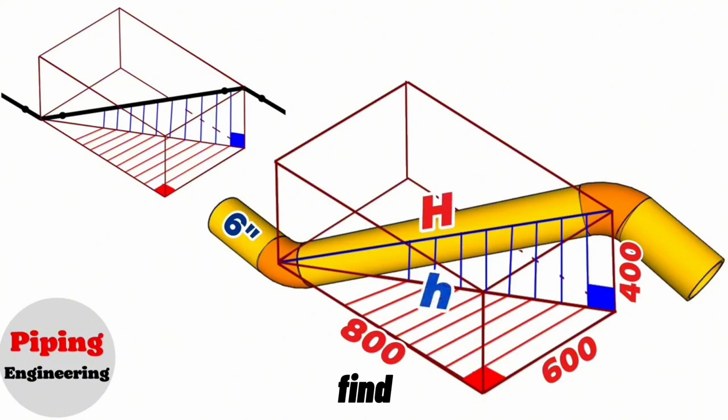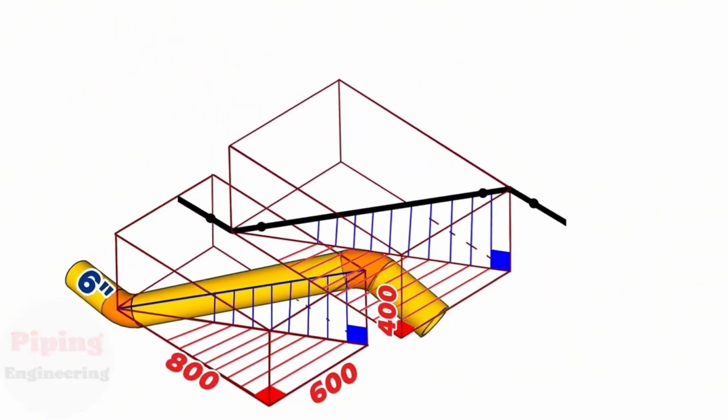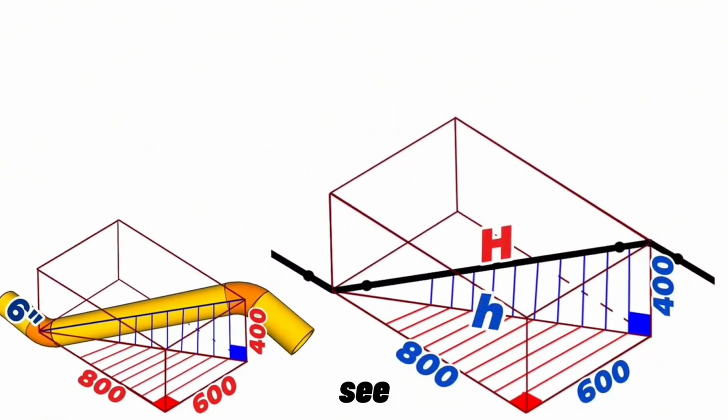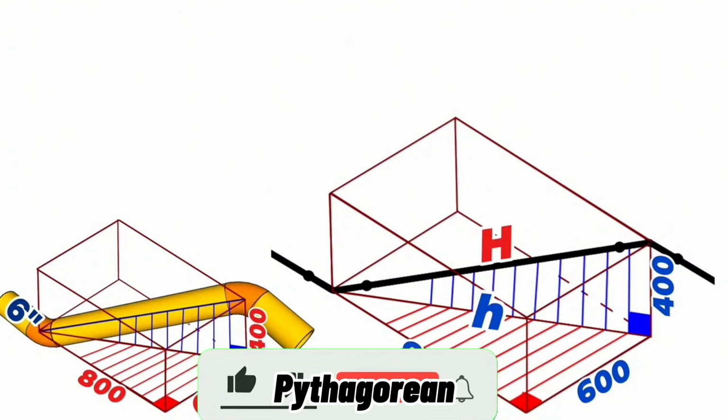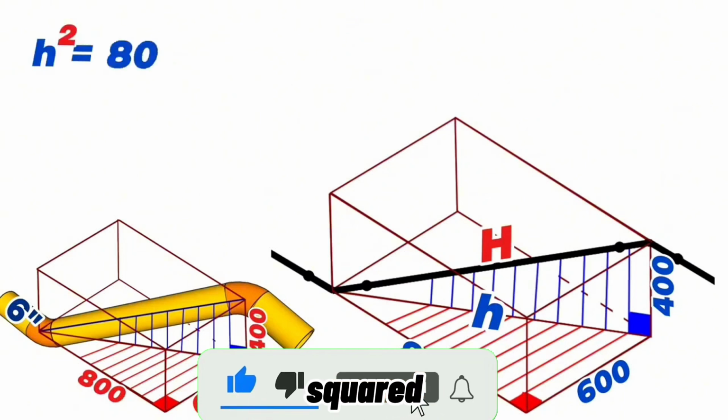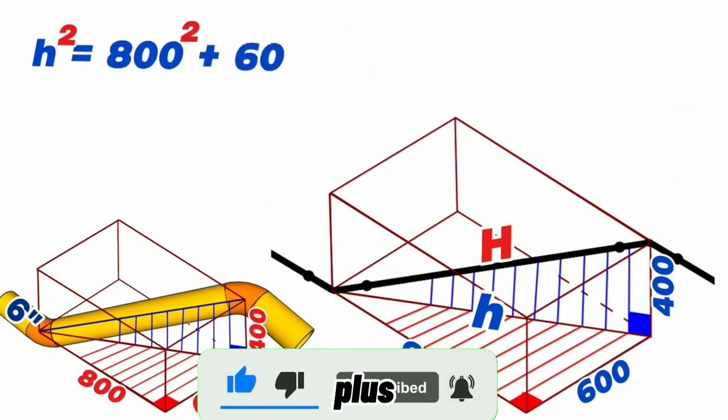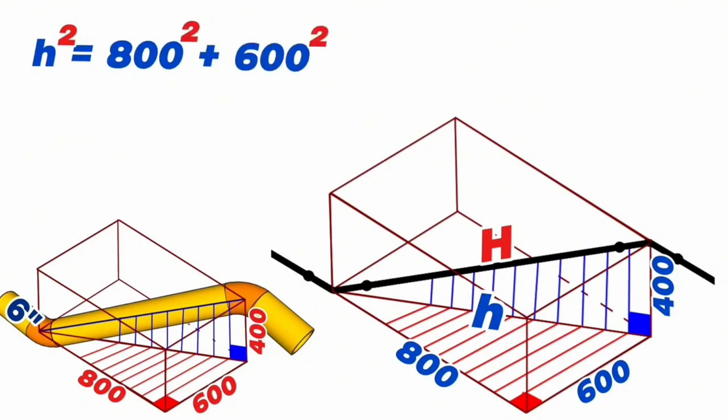Now let's begin to find the lowercase letter h, which is the hypotenuse of the horizontal red right angle triangle. As you can see, the perpendicular sides of this red right angle triangle are 800 mm and 600 mm. We will use the Pythagorean theorem formula in such cases to calculate the hypotenuse of this right angle triangle. According to the Pythagorean theorem, small h squared will be equal to 800 squared plus 600 squared.